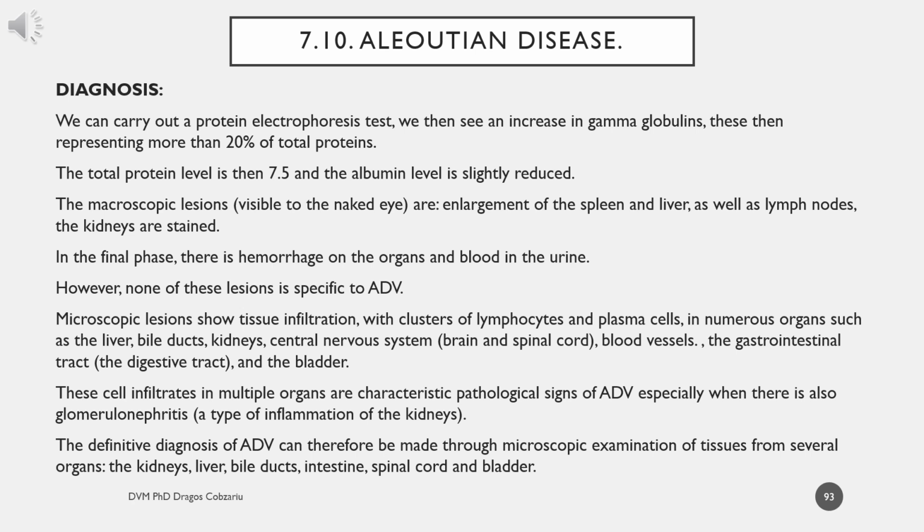Microscopic lesions show tissue infiltration, with clusters of lymphocytes and plasma cells, in numerous organs such as the liver, bile ducts, kidneys, central nervous system, brain and spinal cord, blood vessels, the gastrointestinal tract, the digestive tract, and the bladder. These cell infiltrates in multiple organs are characteristic pathological signs of ADV, especially when there is also glomerulonephritis, a type of inflammation of the kidneys. The definitive diagnosis of ADV can therefore be made through microscopic examination of tissues from several organs, the kidneys, liver, bile ducts, intestine, spinal cord and bladder.